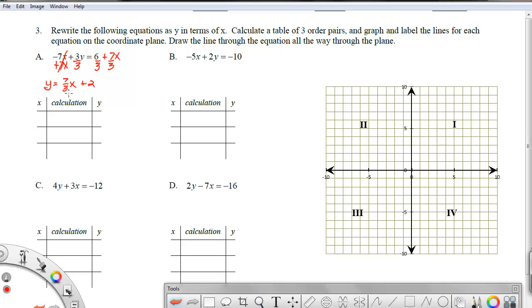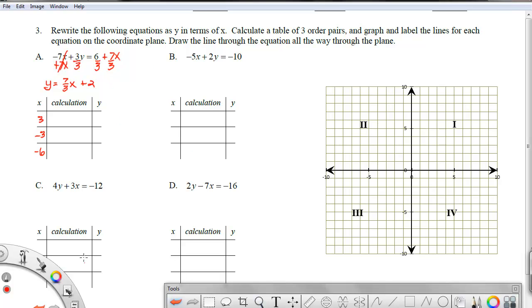Okay, now we have to pick our ordered pair. Remember, I want multiples of 3 so I can get my denominator to cancel out. So I'm just going to use 3. I'm going to use a negative 3, and then why don't I just use 6? 6 will be too big. I'll use a negative 6. So we put 3 in here.